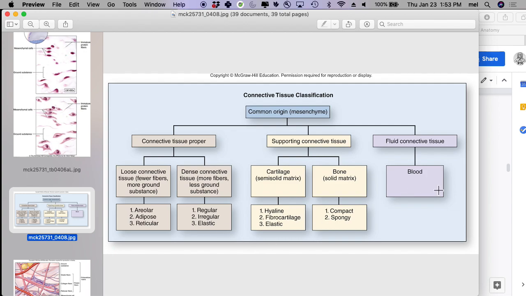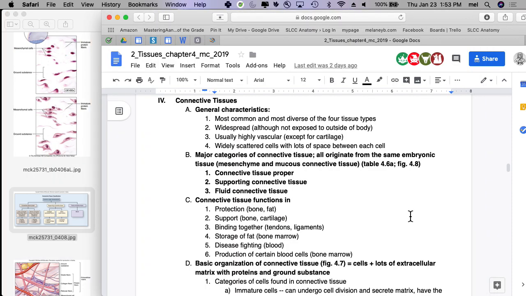And we're going to look at this in a little bit more detail in just a second. They are the most abundant, the most common tissues in the human or mammalian body. They're also the most diverse. They're super duper widespread, although on a good day, should you have connective tissue exposed to the outside of the body? No. It should always be covered by epithelial tissue. So they are usually really, really vascular. What do I mean by that? Lots and lots of blood flow.